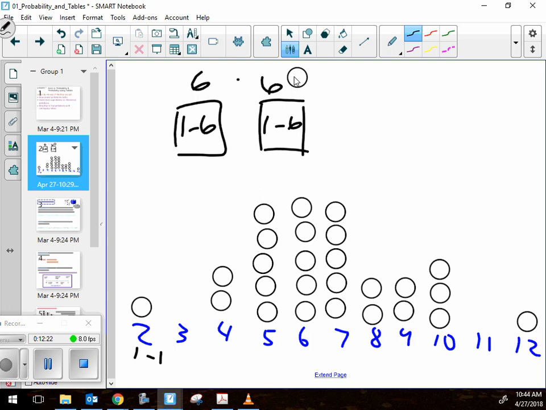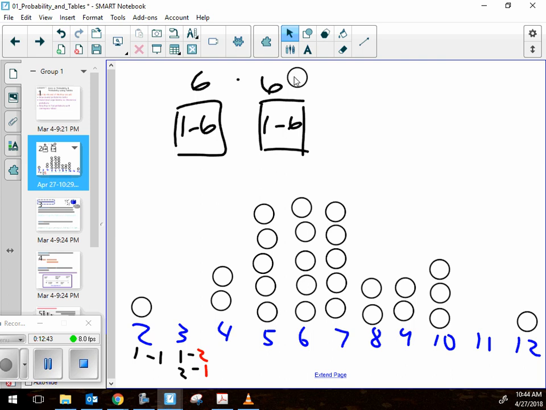How about the 3? I could roll a 1 on this die and a 2 on that die, or a 2 on this die and a 1 on that die. Because they're 2 separate dice, it matters. 2, 1 and 1, 2 are different. That's because there's 2 different dice. Think of it as like a red die and a blue die or something.